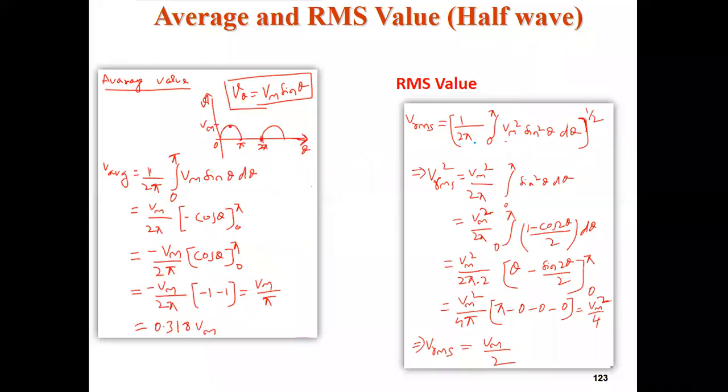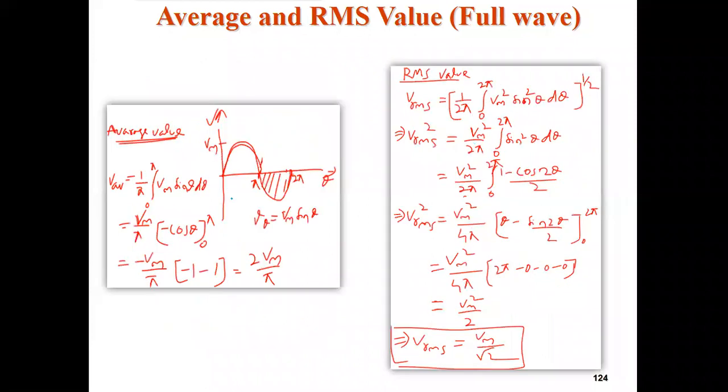Okay, and if it is for a full wave, this one is for a full wave. Okay, so I have a negative half cycle as well as a positive half cycle. If I take the integration completely from 0 to 2 pi, then the positive and negative half cycles will cancel out. So what I am doing actually is that I basically want to get the average value by taking the modulus.